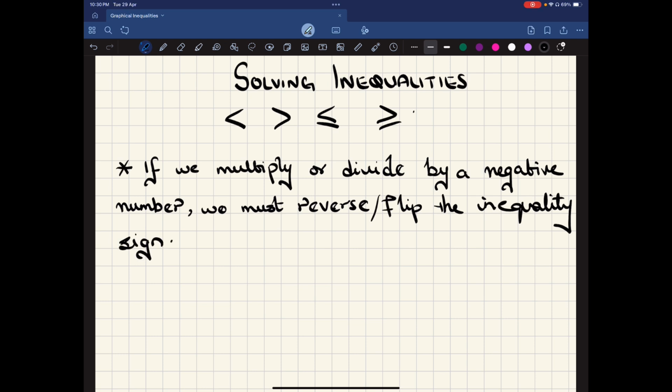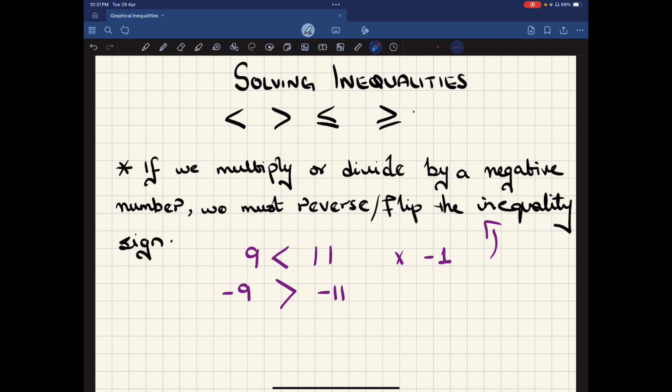Okay, so for example, we have this inequality that 9 is less than 11. Now we multiply this inequality by -1. So let's multiply by -1. So what do we have? -9 and -11. Now, as per this rule, we need to flip the inequality because we've multiplied with a negative number.